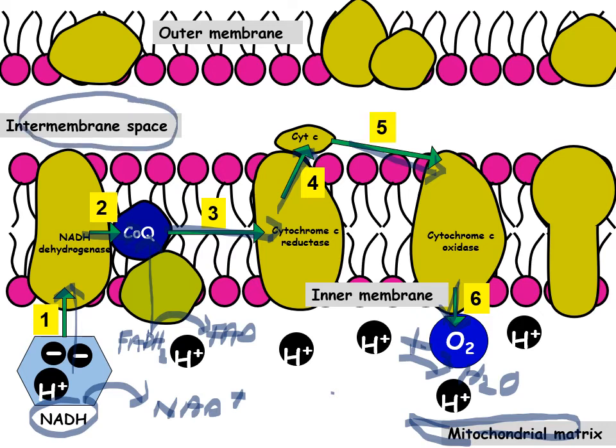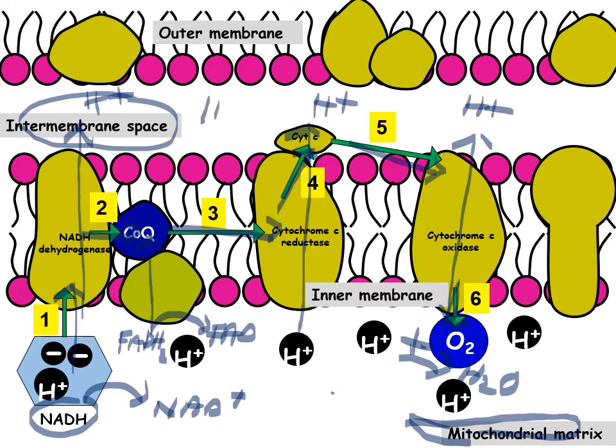There are 3 places where the pumping of protons occurs: at NADH dehydrogenase, at cytochrome C reductase, and at cytochrome C oxidase. So it will pump the protons, or H+, from the mitochondrial matrix to the intermembrane space, resulting in a high concentration of protons, or H+, in the intermembrane space.